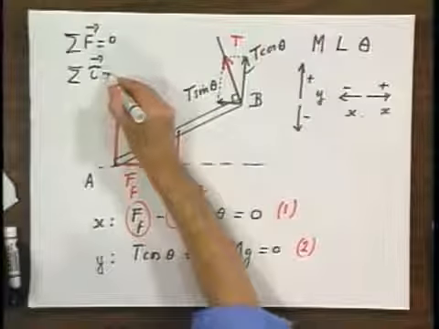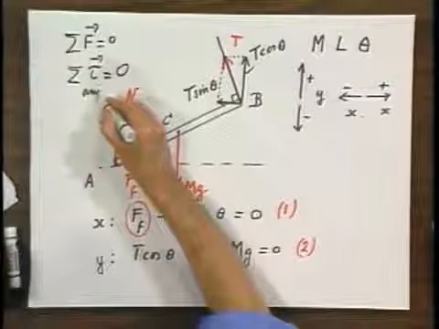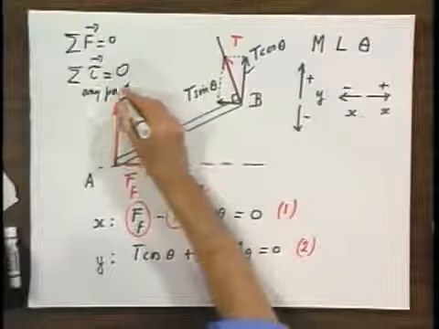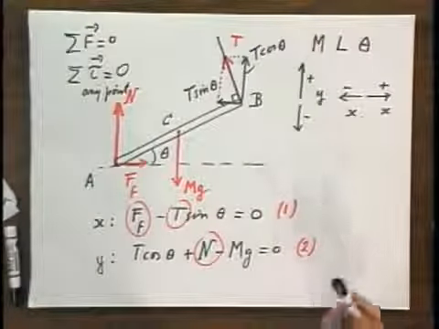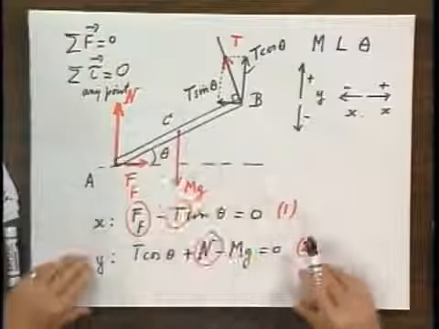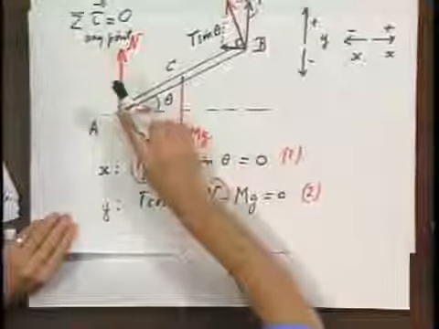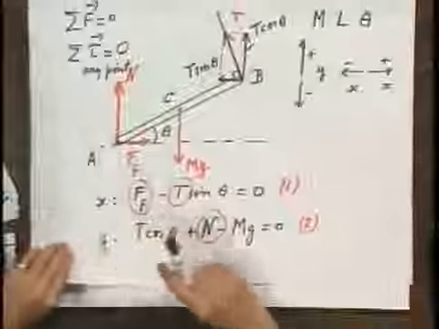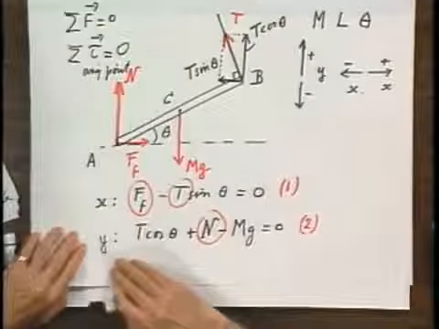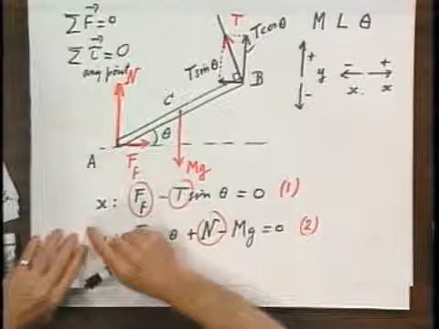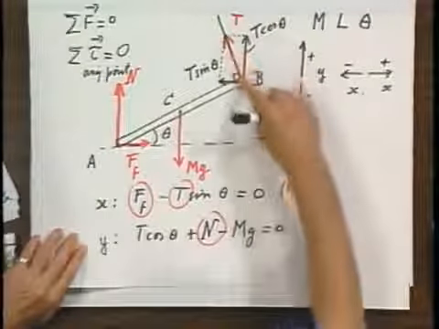That the sum of all torques relative to any point also has to be 0. Let's choose point A. What is the torque relative to point A? N and the frictional force have no effect because they go through point A. So I have only this force, and I have the tension.